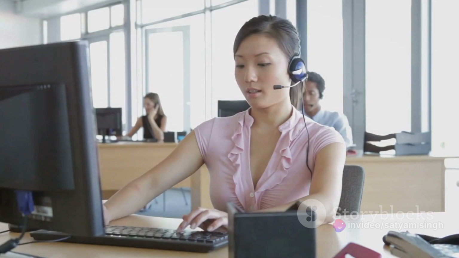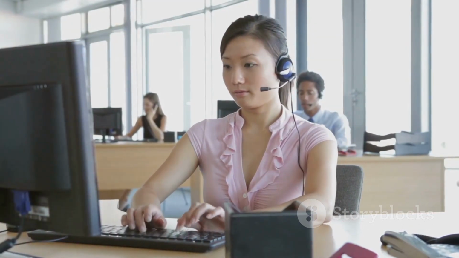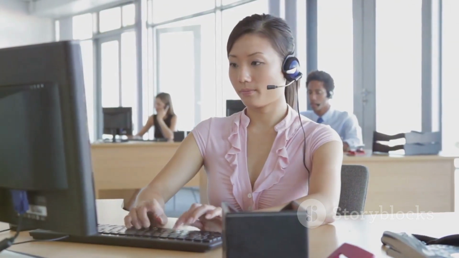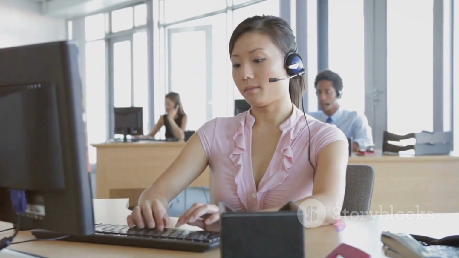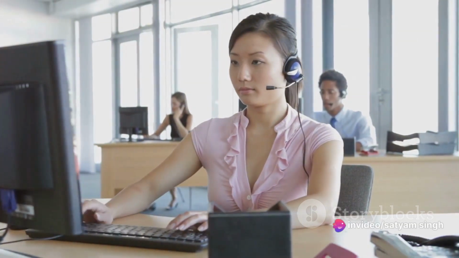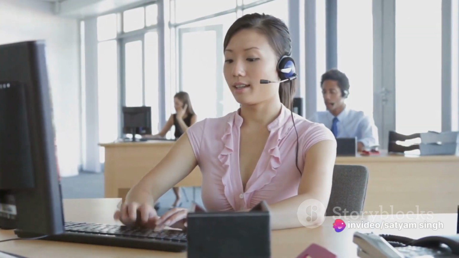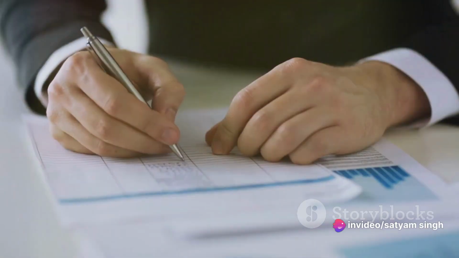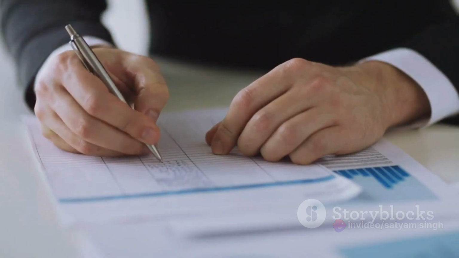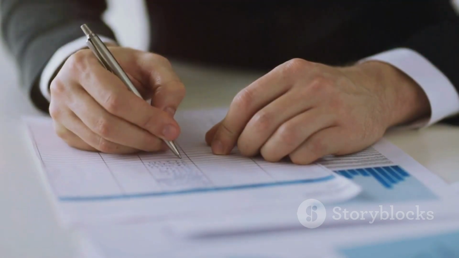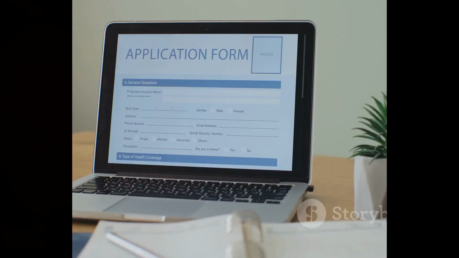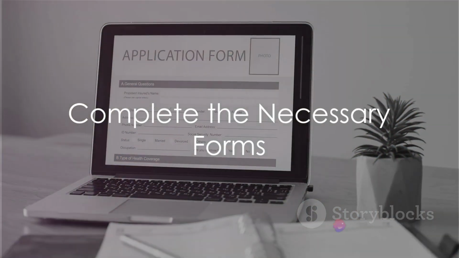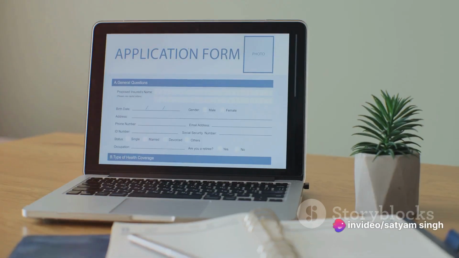Also, don't shy away from reaching out to customer service, either of the retailer or the local tax authority. They can provide valuable insights into the process and any potential hurdles you might encounter. Remember, knowledge is power. Once you understand the process, you can complete the necessary forms. Filling out a GST refund form is a crucial step in this process.